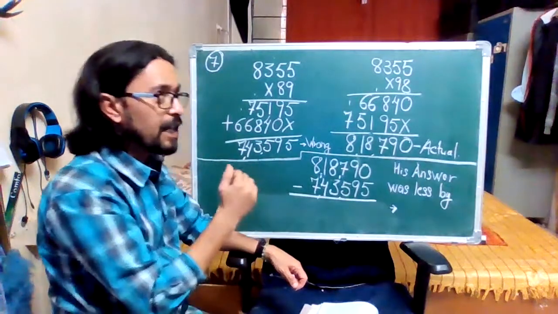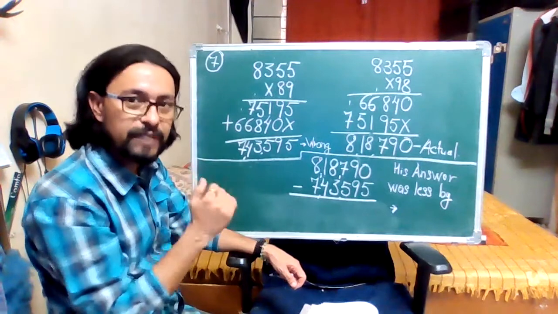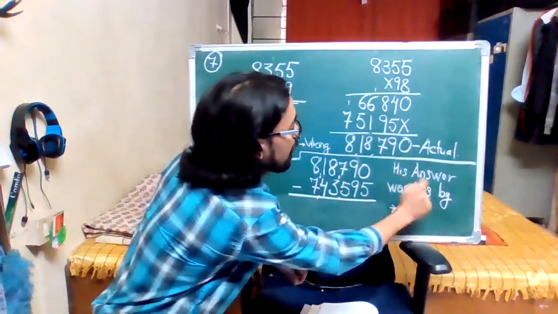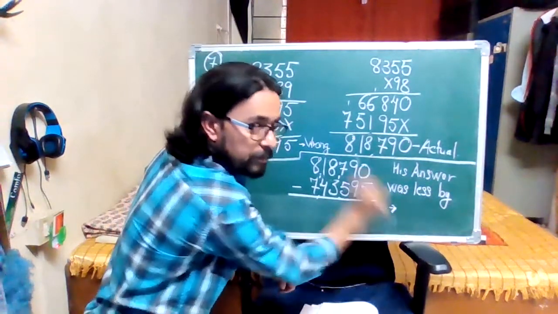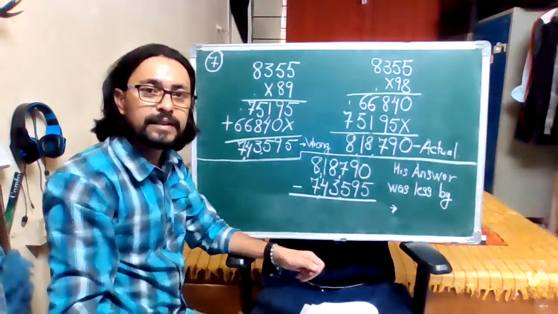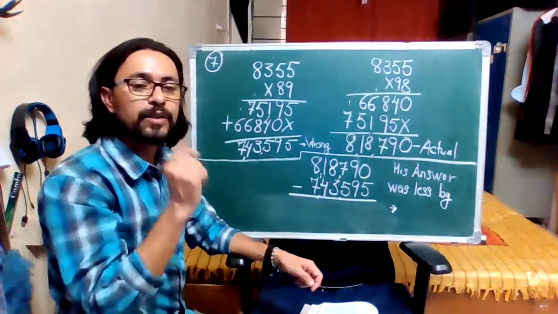But at the end of it, after leaving a line, remember, after leaving a line, you will write the final statement. And the final statement will be his answer was less by, this answer will come here. And that is the solution to sum number 7. I will just brief you on that very quickly.